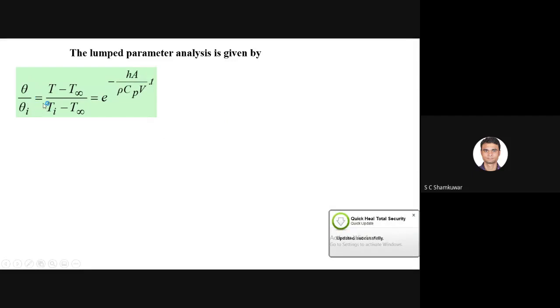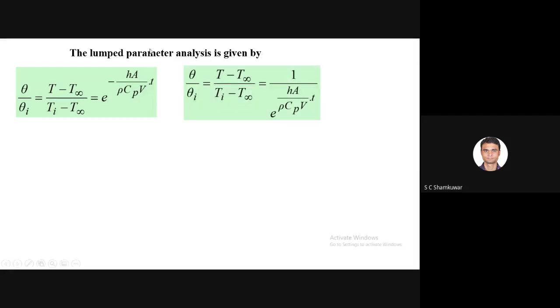It is theta by theta I equal to (T minus T infinity) divided by (Ti minus T infinity), which is equal to e to the power minus HA by rho CpV into T. This we have seen. We have seen the derivation of this one also, and we have solved two numericals on this temperature distribution formula for lump parameter analysis. Now we can rearrange these things.